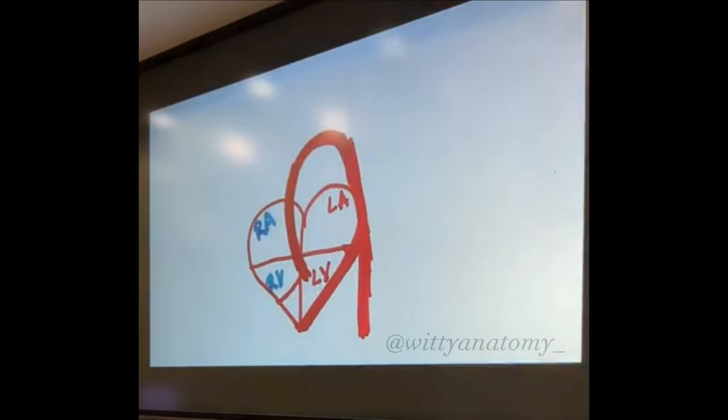Now, in the aortic arch, we have very important blood vessels branching off. And you need to know that. And it's so hard to remember them.